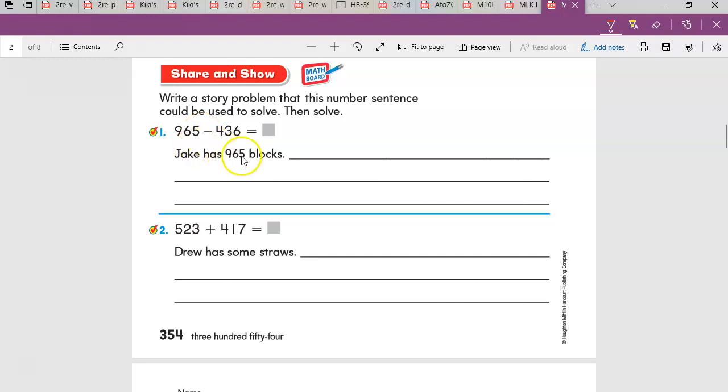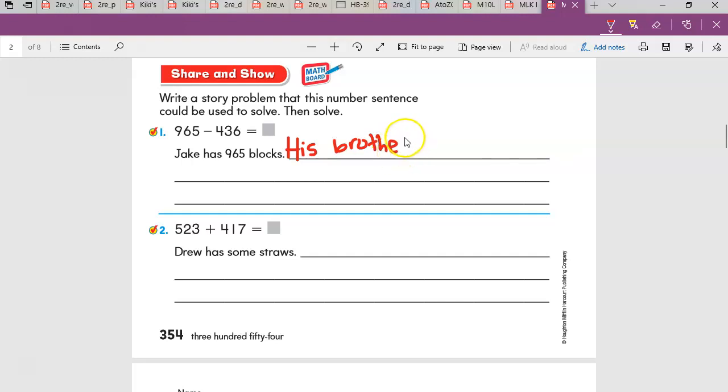So Jake has 956 blocks. What can we use to say takeaway? Who can raise their hand and help me? Dustin? Okay, his brother took how many? Very good. His brother... Uh-oh. If you have something to say, what happens to your hand? Thank you.